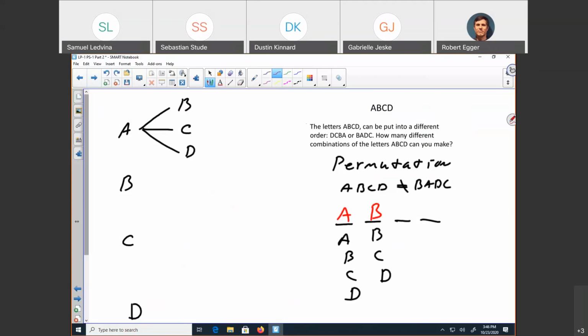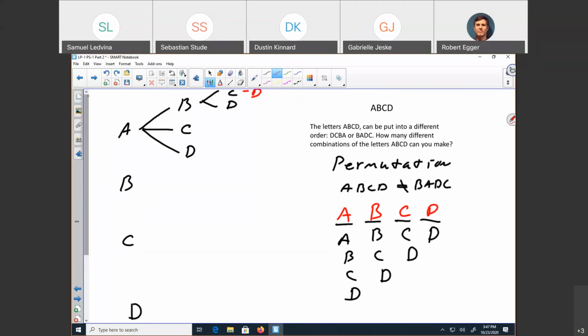I chose B, which means for my next option I have either C or D. I chose C. So now I'm left, and you don't have a choice. So A, B, C, D is one possible permutation, one possible arrangement.